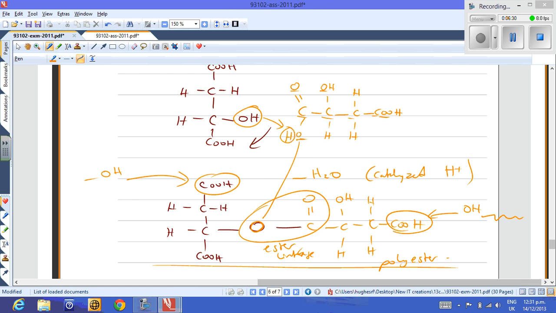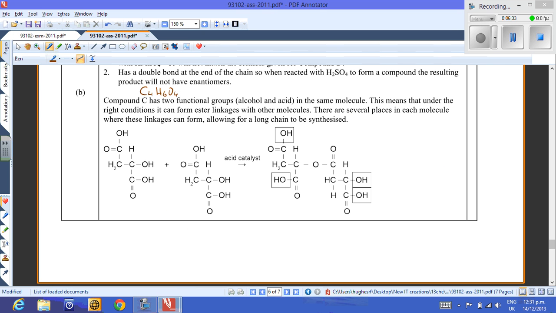Let's just take a look at the NCEA answer. So compound C has 2 functional groups, alcohol and acid, in the same molecule, and this is what allows it to form polymers. Incorrect to say that the 2 carboxylic acid groups could interact with each other. This means that under the right conditions, they can form ester linkages with other molecules. We cover that. There are several places in each molecule where these linkages can form, allowing for a long chain to be synthesized. That's just an example right there, and it's acid catalyzed. And there's your ester linkage right there.